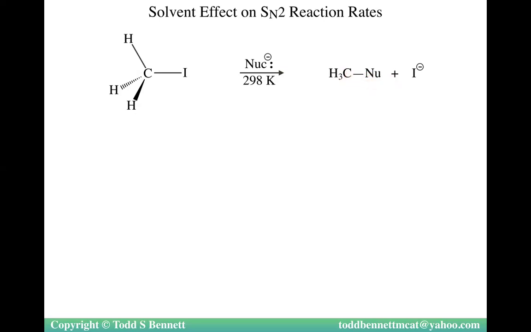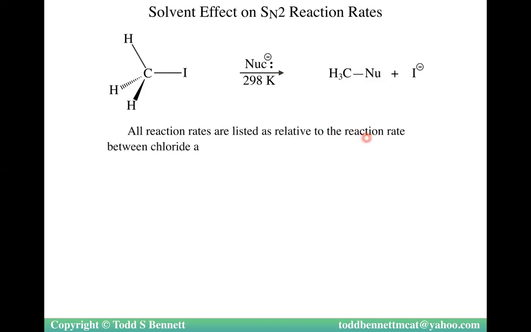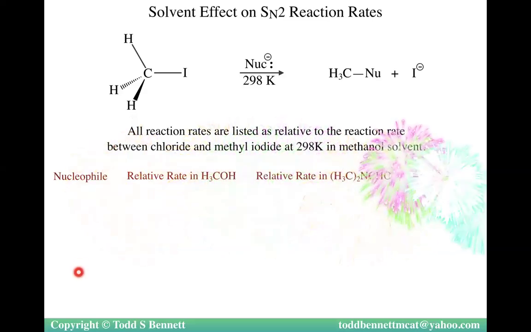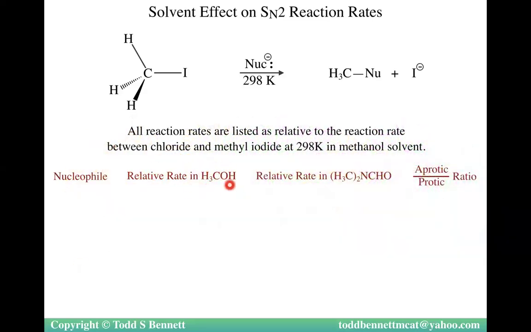Okay, so everything's going to be relative in this case to the reaction of chloride nucleophile with methyl iodide as your electrophile, so iodine will be the leaving group. As a result, we're going to have a table of various nucleophiles. We're going to do the reaction in a protic solvent and an aprotic solvent. So methanol, one of your more common protic solvents, is an alcohol that hydrogen bonds. And then dimethylformamide.